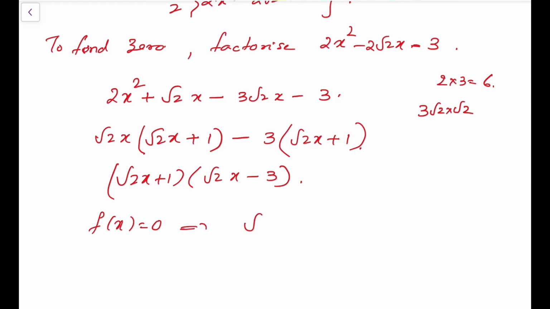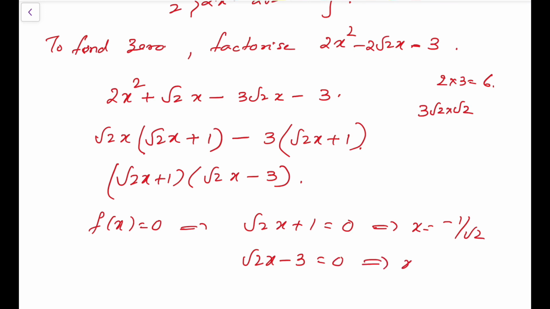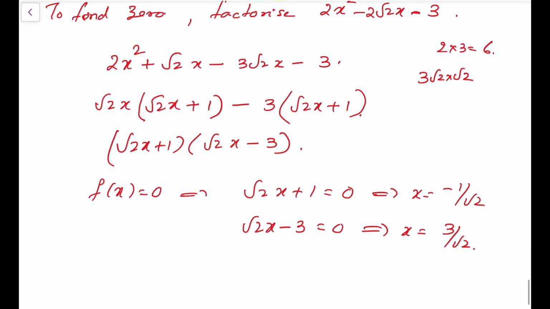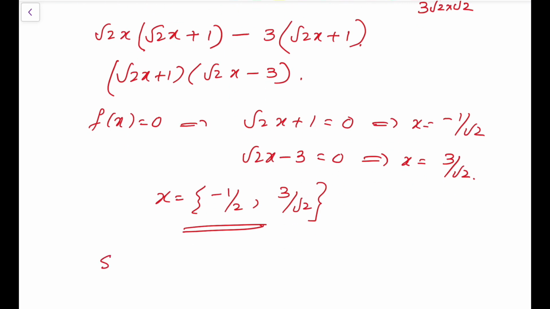So to find the zeros, f of x is equal to 0. So root 2x plus 1 equal to 0, from which you will get x is equal to minus 1 by root 2. And root 2x minus 3 equal to 0, so x is equal to 3 by root 2. So the two zeros are x is equal to minus 1 by root 2 and 3 by root 2. If you want, you can verify and see.